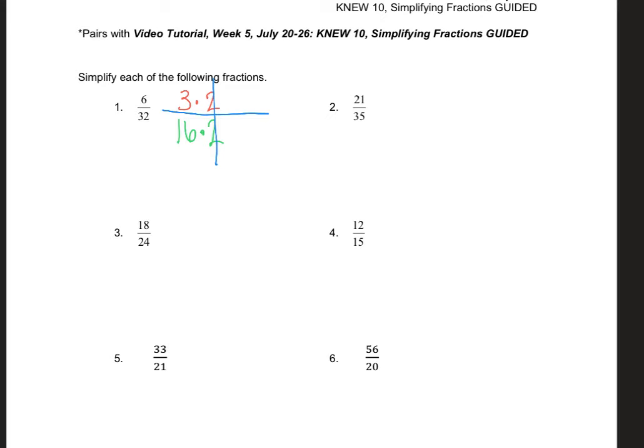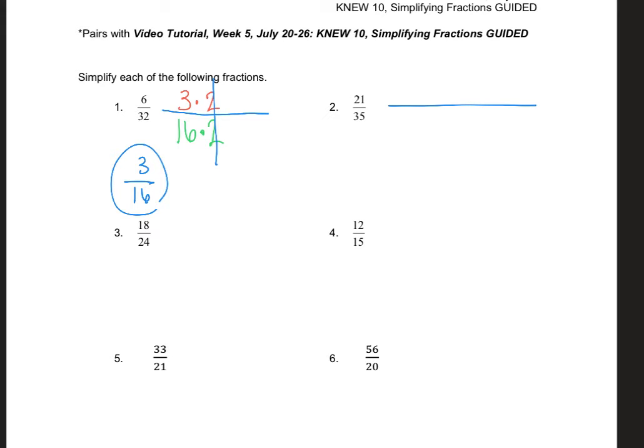Now I know I'm done because 3 is prime on top, and all that means is the only factors it breaks down into is 1 and 3, or 1 and itself, and that really means that unless the 16 breaks down into a 3, which it doesn't, I am done. So this is 3/16.